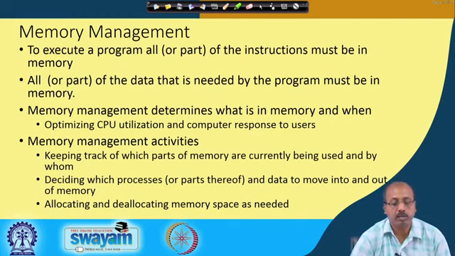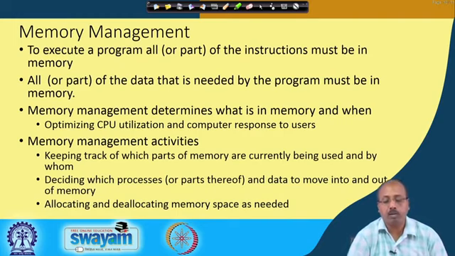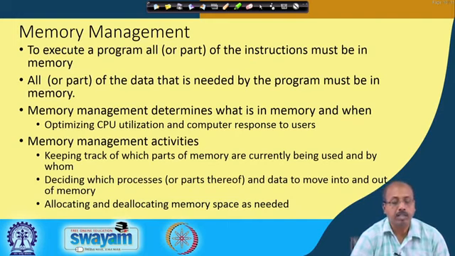So, here the job is to execute a program, all of the instructions must be in memory. So, this is the first thing. For executing a program, the program must be in the main memory, because the CPU can talk only to the main memory, it cannot talk to the secondary storage like that. So, the program must be there in the main memory.